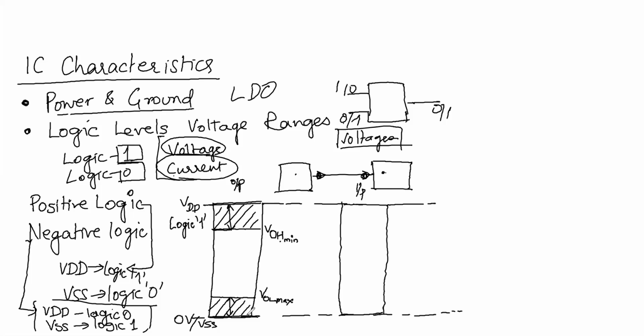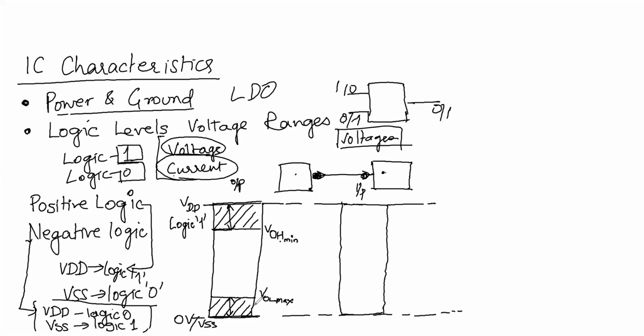I have purposely not drawn the two ranges to be equal in my diagram because they may be equal, they may not be equal in a given technology. So when I get an output from this gate, if it is logic 1, it will be somewhere within this voltage range. And if I get a logic low, it will be some voltage within this. How do I know what is the value on the output node?